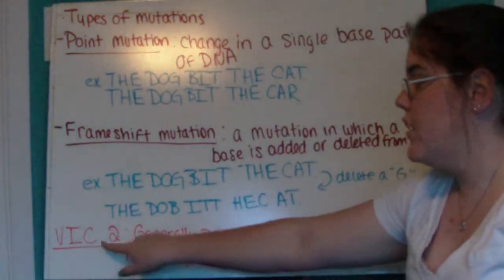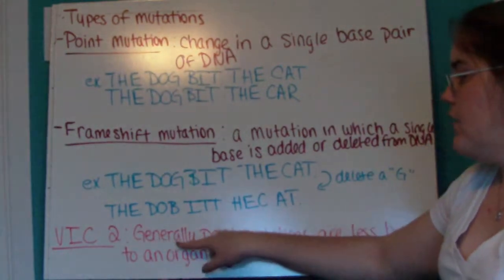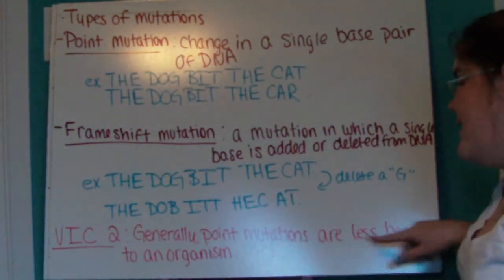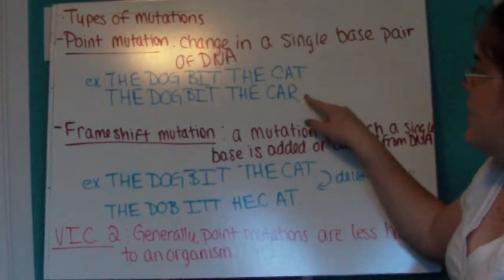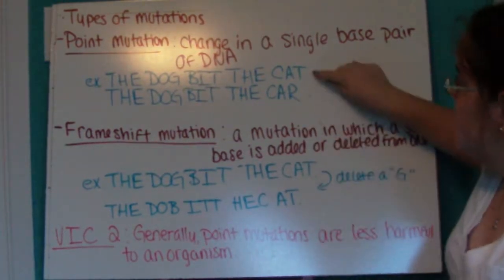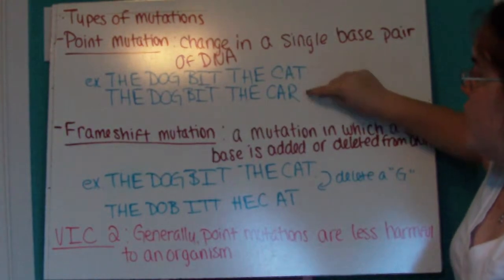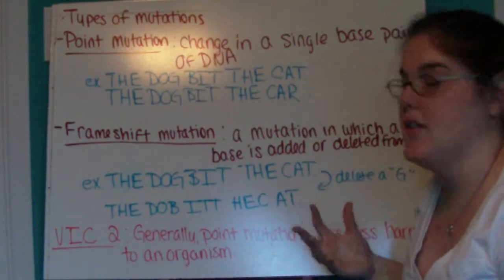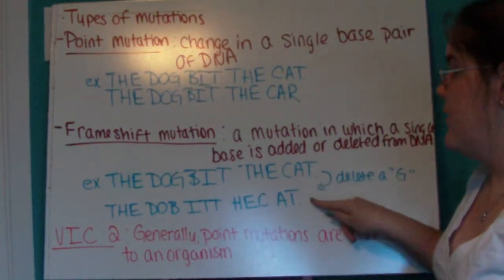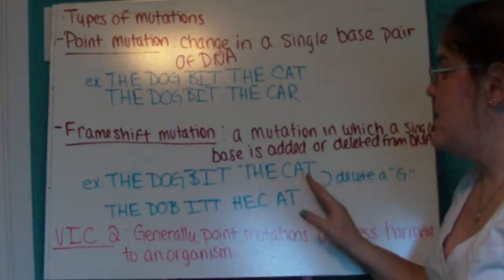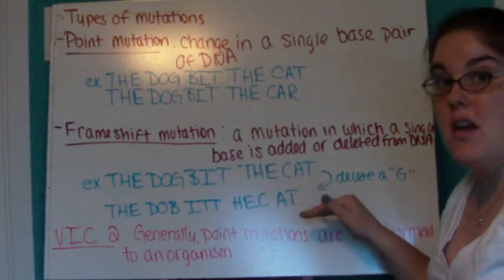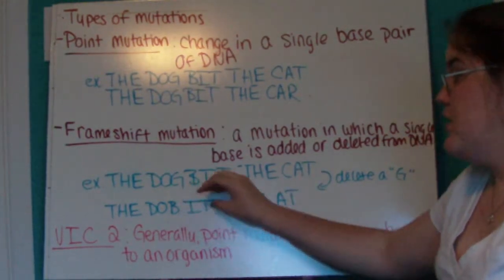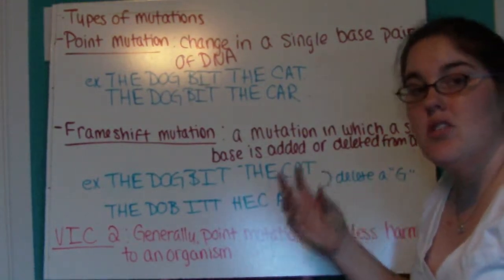So our very important concept number 2: generally, point mutations are less harmful to an organism. This is because, once again, it's only changing that one letter. In this circumstance, we can see how easily changing one letter can still change the meaning of a sentence, but comparatively, a frameshift mutation, where we delete a letter or add a letter, will change the entire meaning of the sentence. We'll change it to the point where we can't even interpret it anymore.